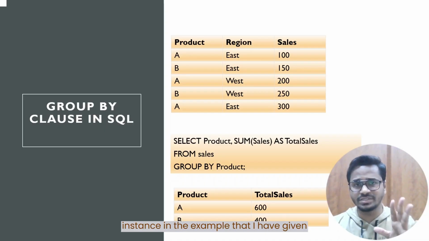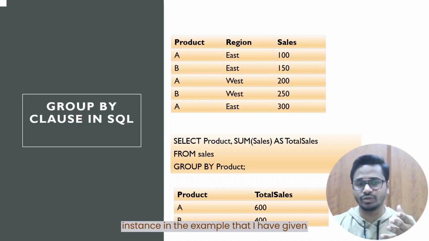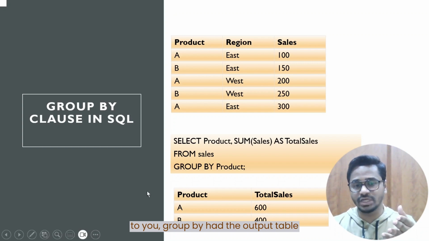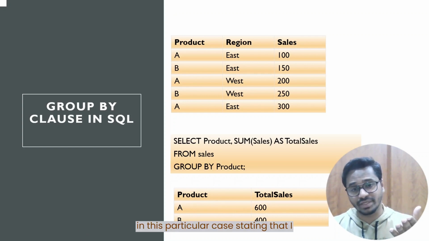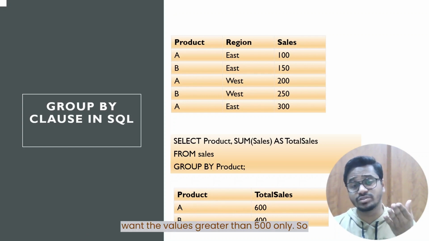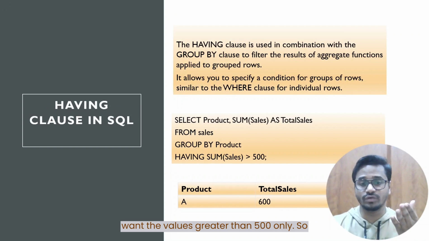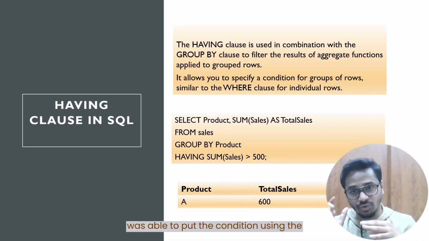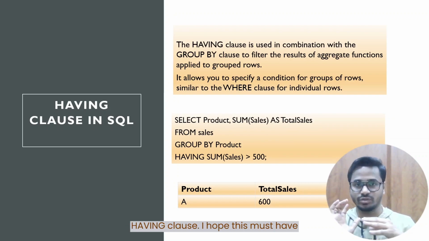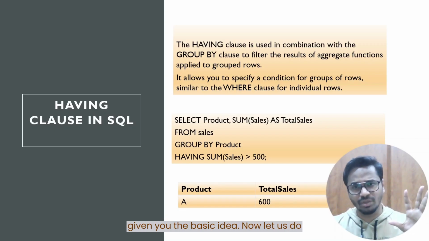Okay. For instance, in the example that I have given to you, group by had the output table something like this: product A, product B, 600, 400. So I can use having in this particular case, stating that I want the values greater than 500 only. So if you can see, this is what I have provided and I've got the outcome. So I was able to put a condition using the having clause. I hope this must have given you the basic idea.